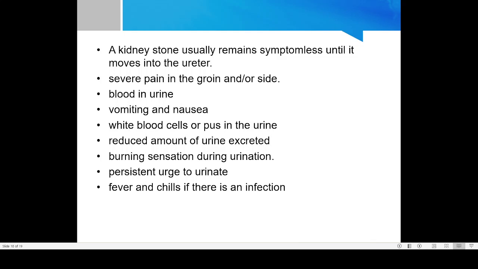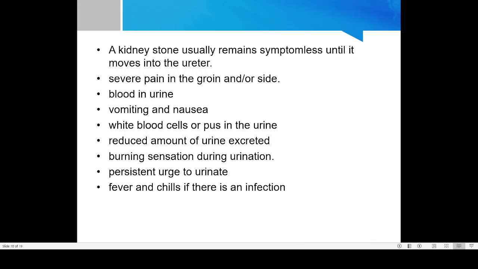There are a number of problems or symptoms associated with the kidney stone, like pain in the vein while passing urine, and also fever. Different types of symptoms are present in the case of kidney stone.